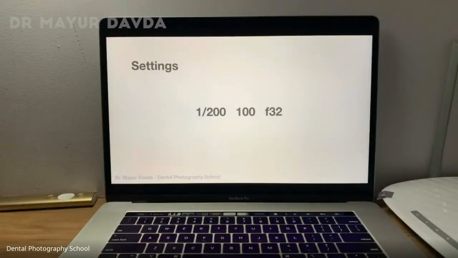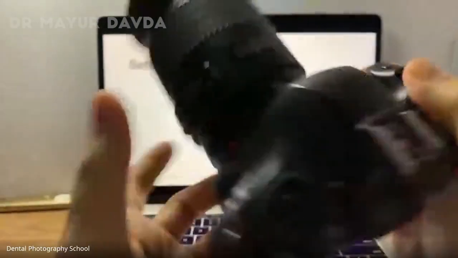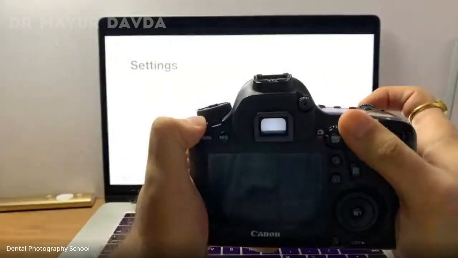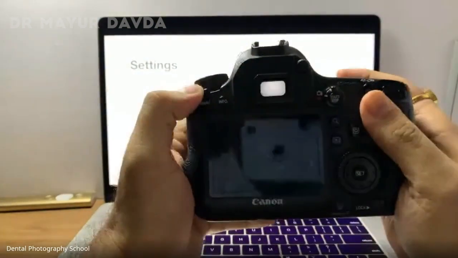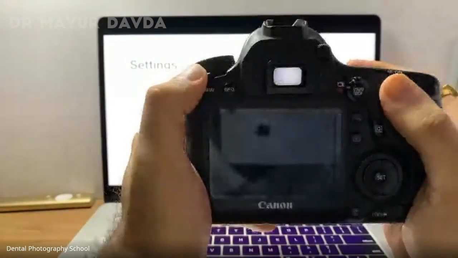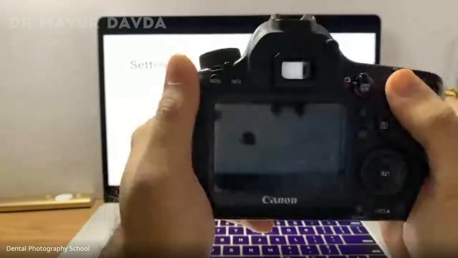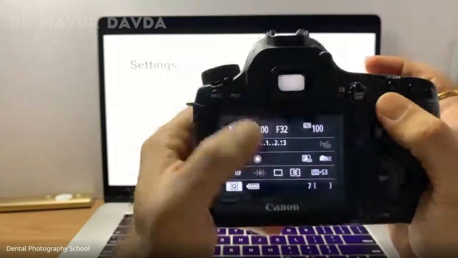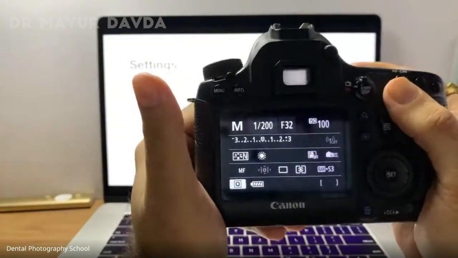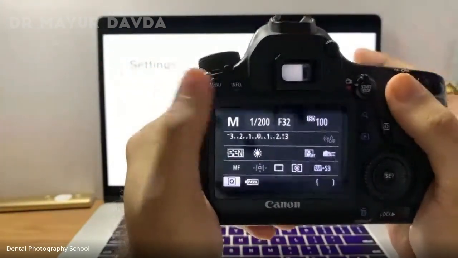like this. So I've already attached my 100 mm macro lens to my camera. So I'm just going to be putting it on. If the lens is properly attached, it's going to show me an F number or an F value. So it is showing me F32 right now. So that means my lens is correctly attached.